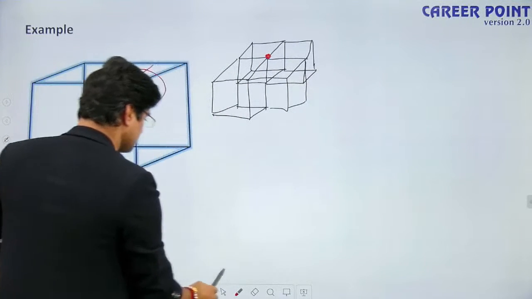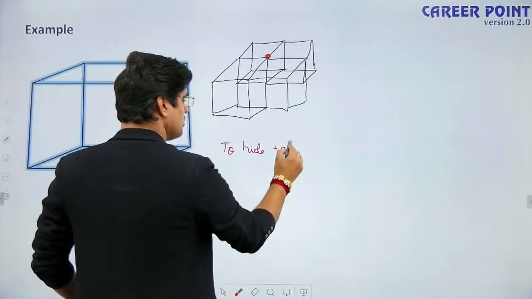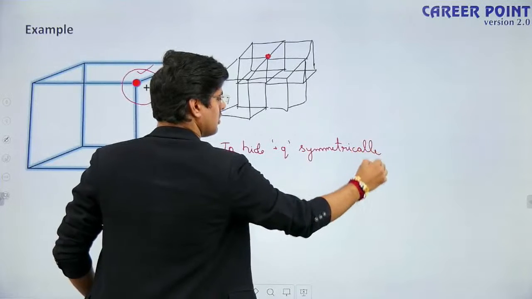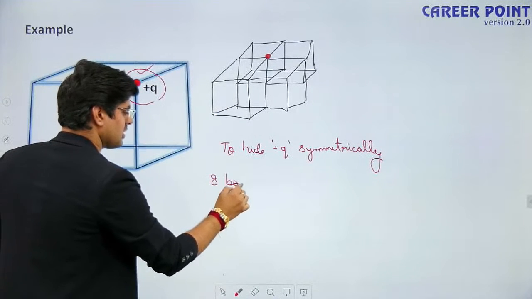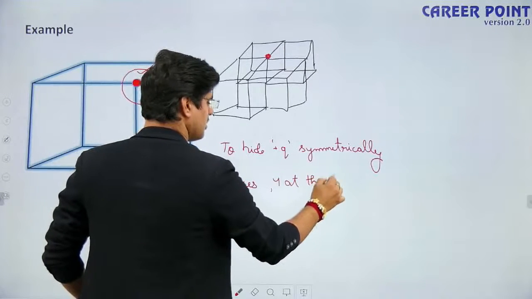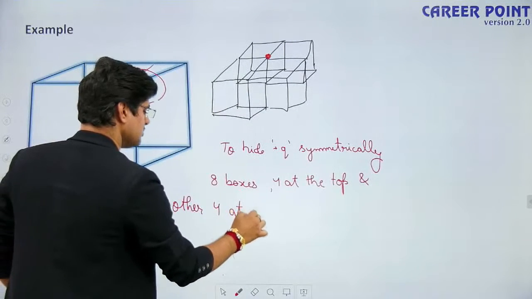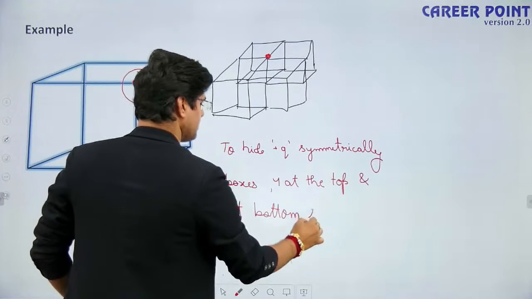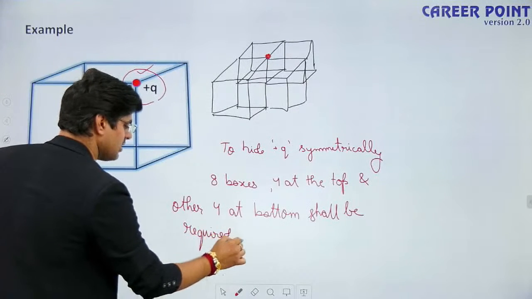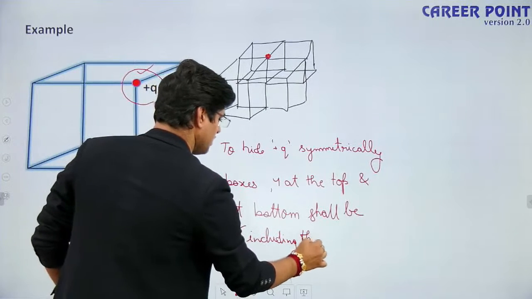So what I am telling, to hide plus q symmetrically, eight boxes, 4 at the top and other 4 at the bottom shall be required, okay, including the given cube.